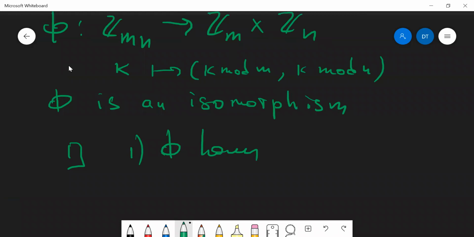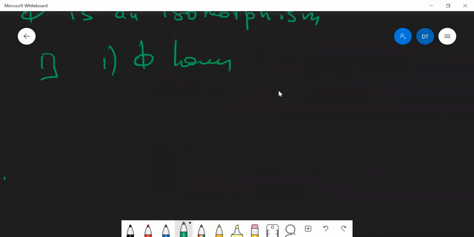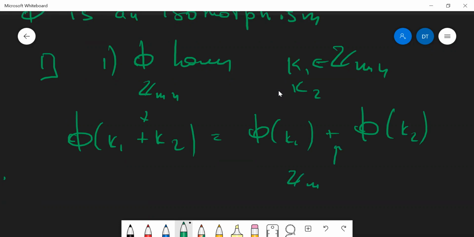Second, we want to show that this map is injective. And the third one, we need to show that this map is surjective. So then it will be a bijection. In order to show that it's a homomorphism, we need to show that it preserves the operation. What does it mean? It means that if we take two elements k1 and k2 from Zmn, then phi of k1 plus k2 is equal to phi of k1 plus phi of k2. So here the operation is in Zmn, and here the operation is in Zm times Zn.